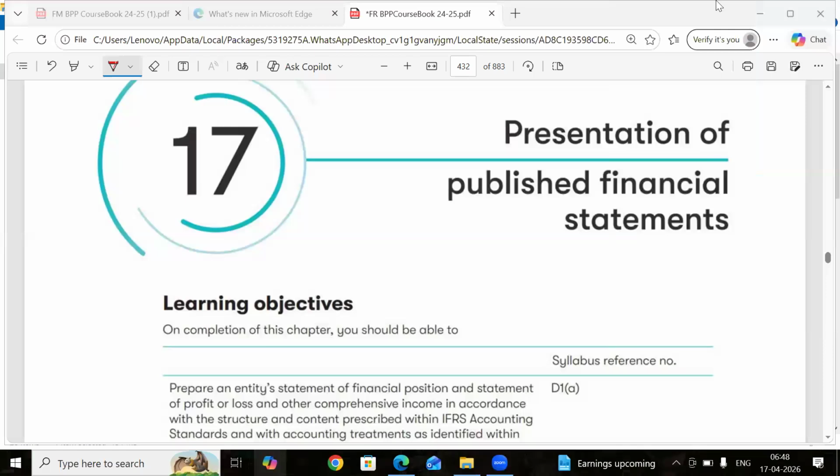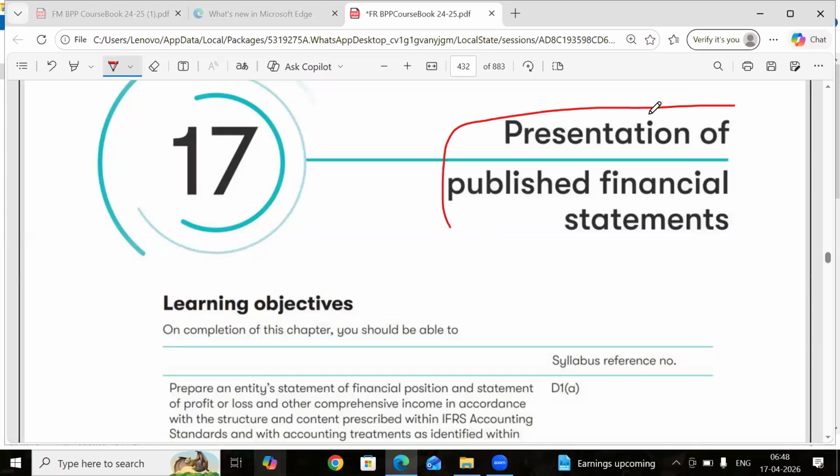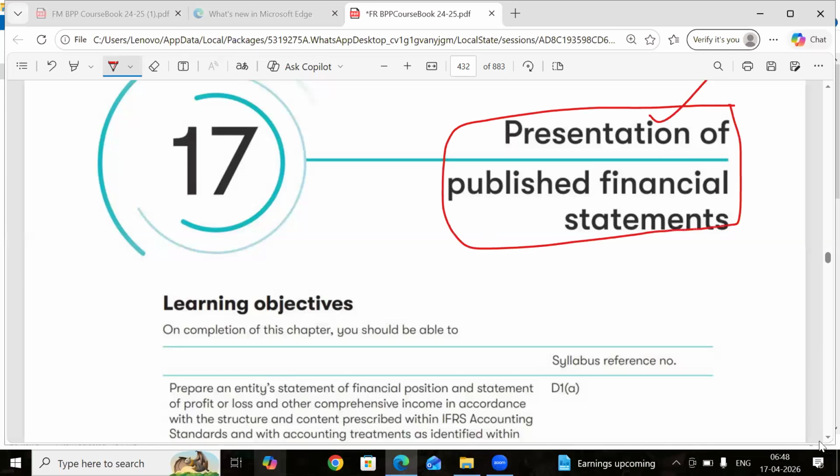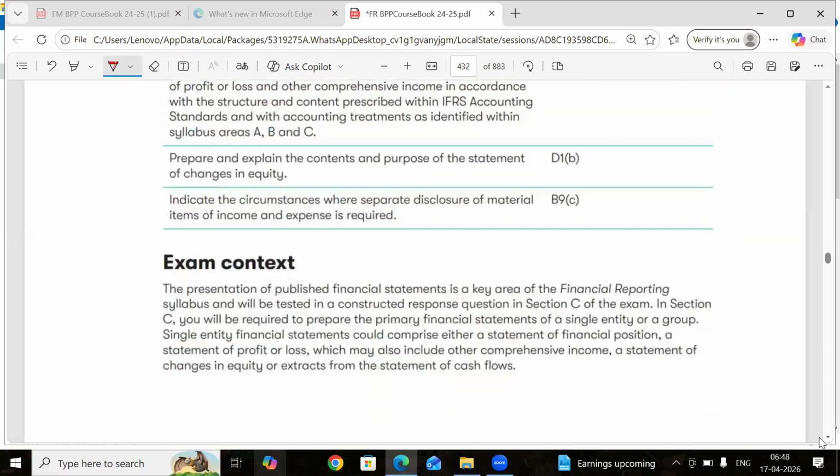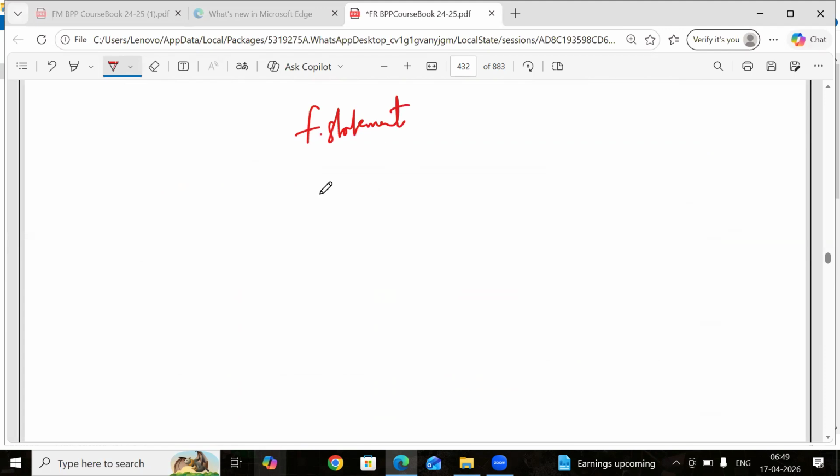So today's topic is presentation of published financial statements. A financial statement is divided into basically two parts: SOPL, statement of profit or loss, and SOFP, statement of financial position.